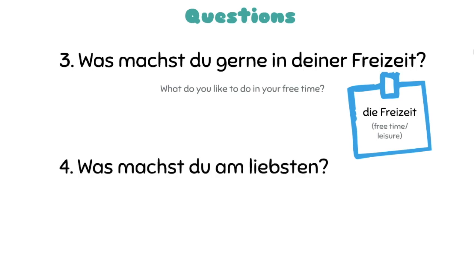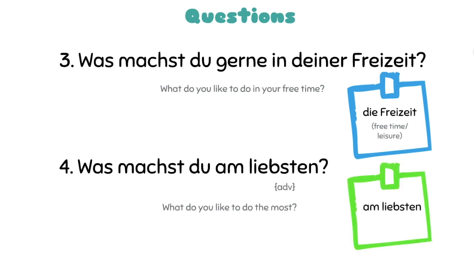The next question is, "Was machst du am liebsten?" Which is, what do you like to do the most? Here we have the adverb am liebsten, which can be translated as best or preferably. Was machst du gerne in deiner Freizeit? Was machst du am liebsten?